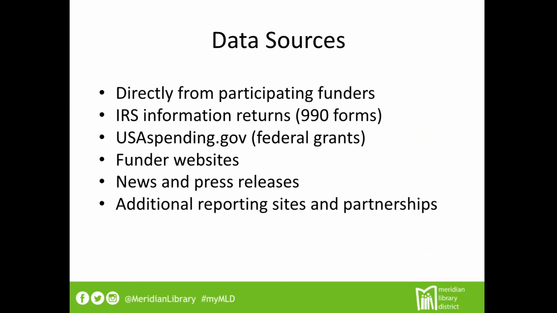And this information comes from a variety of data sources. It comes directly from participating funders who provide information to the FDO. It comes from IRS information. It comes from usaspending.gov, and that is specifically for federal grants. Information is also pulled from funder websites, news and press releases, and additional reporting sites and partnerships.